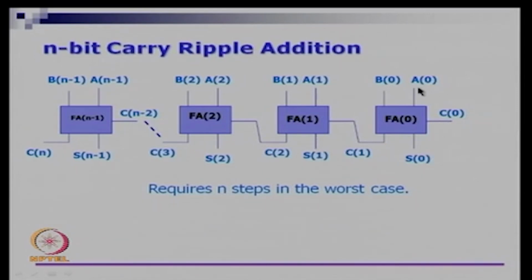So we know that in the worst case, a change in a, b and c may change carry 1, and that may have to ripple through all of this and may have to change c of n and s of n minus 1.